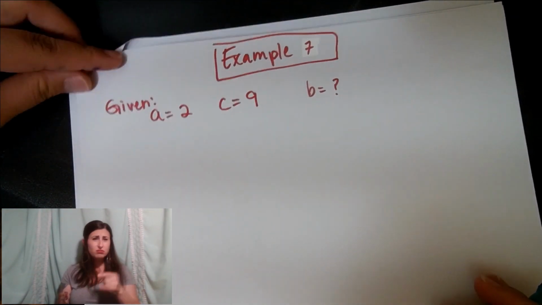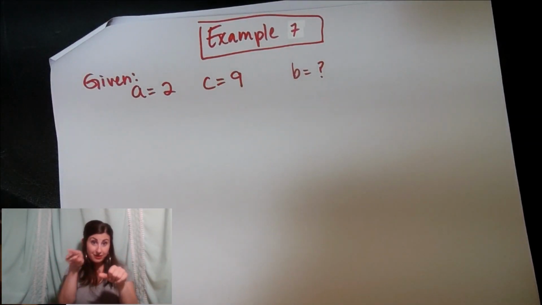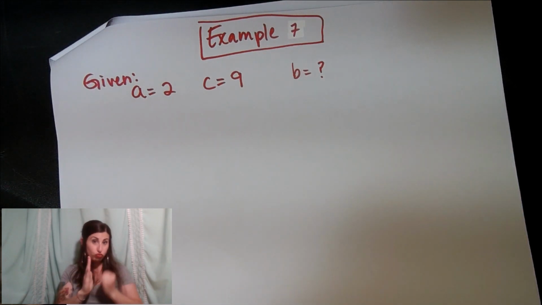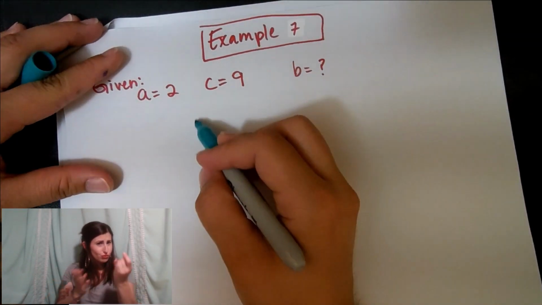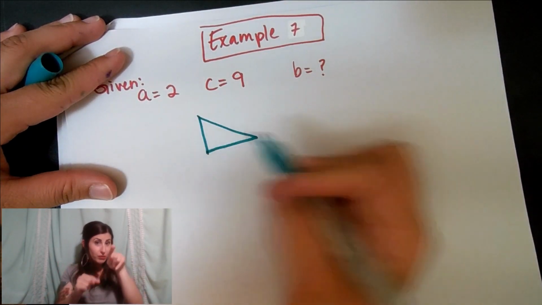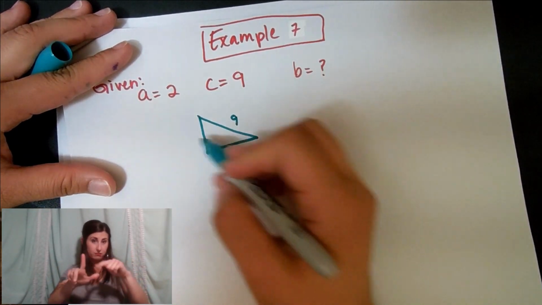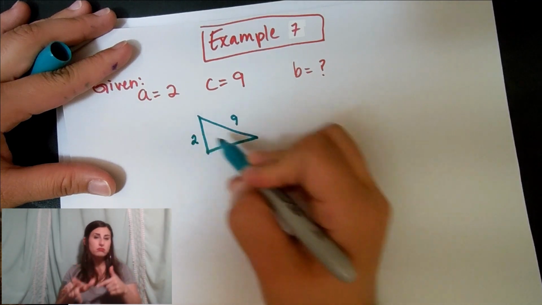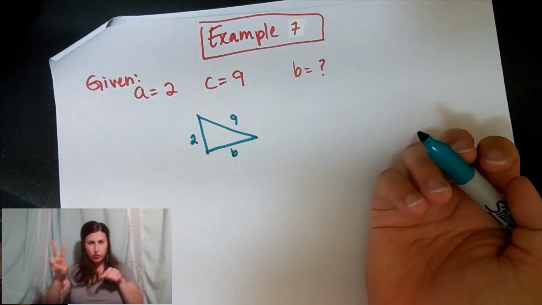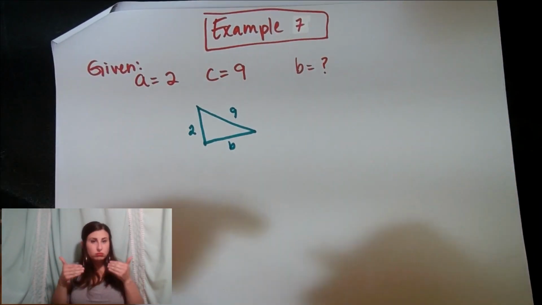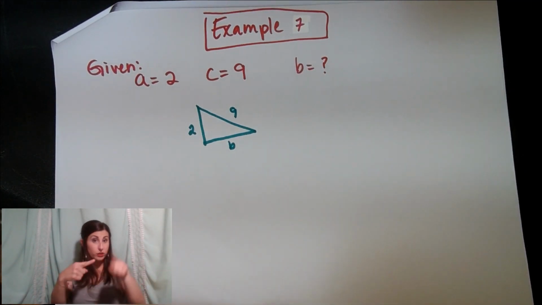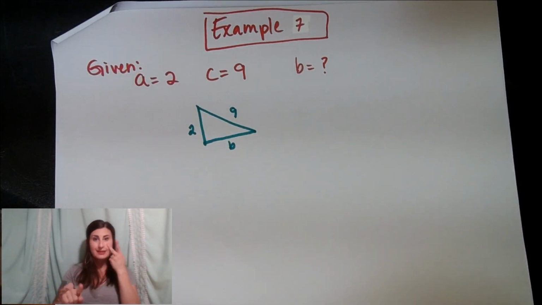Well, what if I give you measurements like this instead of a drawing? Well, you can just make a right triangle. It doesn't have to be perfect. Make a right triangle. You know C is the longest side. One has to be 2, and the other one, we don't know what it is. So go ahead and pause it after I'm done talking and try this one out and see what you get, and then come back.